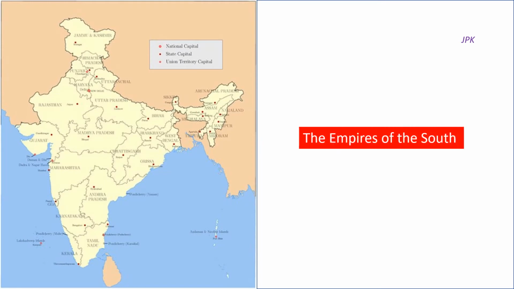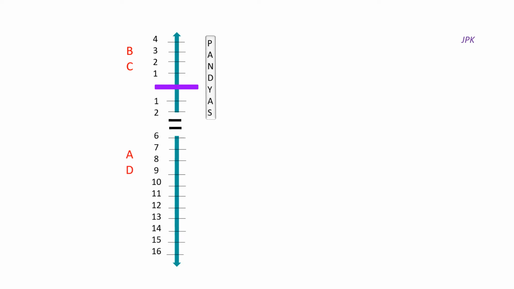The empires of the south. The Chola Empire, followed by the Vijayanagar Empire, ruled southern India during the medieval period. When we look at the dynasties of the south, this timeline will help us understand the Tamil dynasties of the Cheras, the Cholas and the Pandyas.